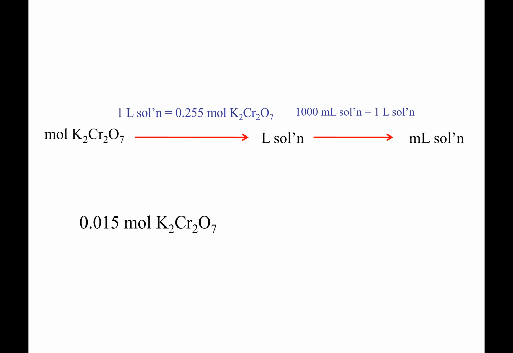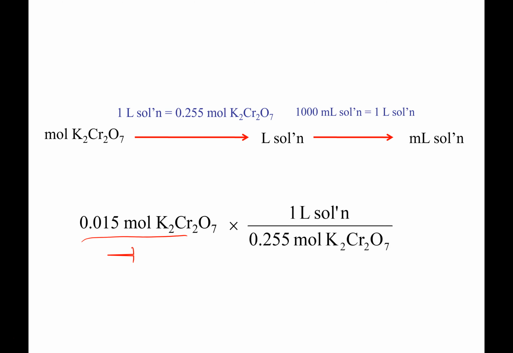So the first term is the moles of K2Cr2O7, 0.015 moles. I usually put that over 1. And then the second term is what I call the flipped version of the molarity. Since we want moles to cancel, we're going to put units of moles of K2Cr2O7 in the denominator of the second term. And in the numerator of the second term, then we have 1 liter of solution.